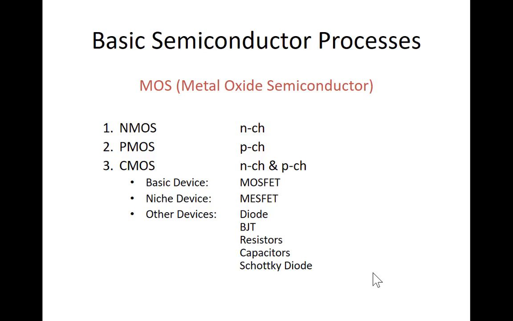In the CMOS processes, the basic device is the MOSFET. There are some niche devices, the BJT, the MESFET. And in all of these processes, there are some other devices around that really come along for the ride. You can use them if you want. We're going to see that a diode is available, oftentimes a BJT, resistors, capacitors, and a Schottky diode. The characteristics of these devices are what they are. We try to make good MOS transistors. We end up with these other devices. It's kind of like use them if you want, but we don't optimize the process for these other devices.